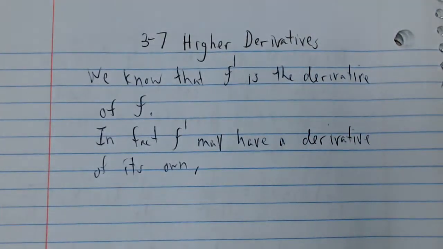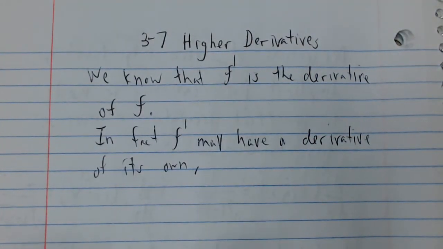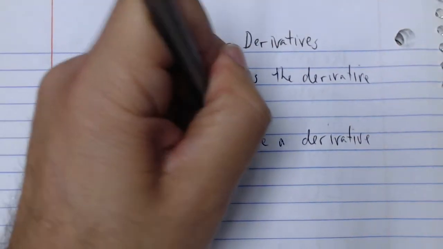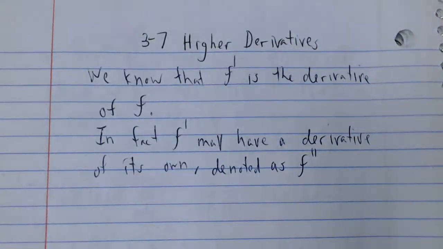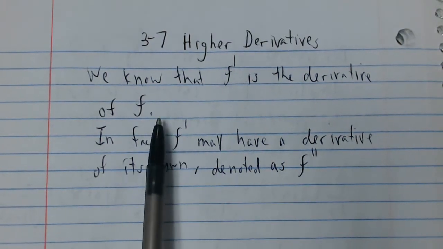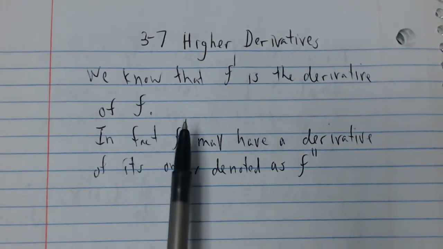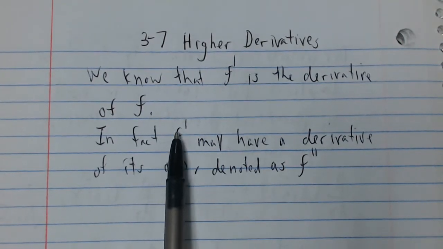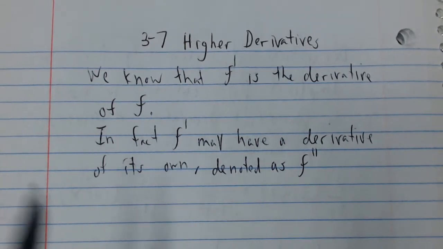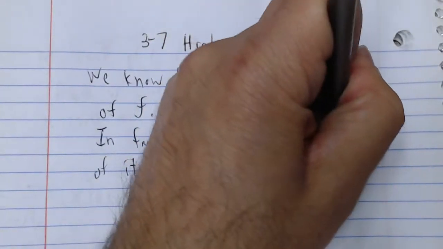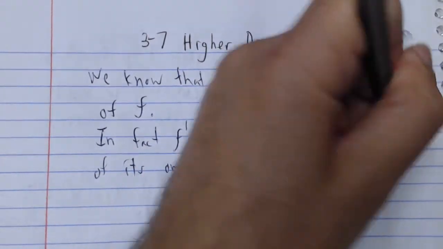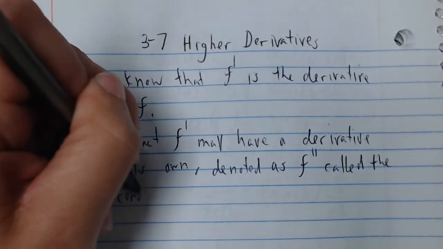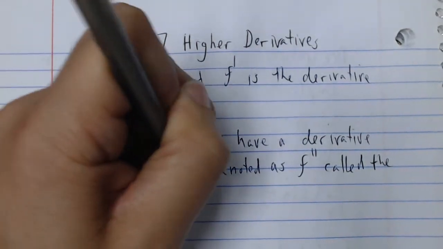which, if you think about it, if I were to say f prime having a derivative of its own, how would I write this? Well, it would be denoted as f double prime, right? Because f prime is the derivative of f, double prime is the second derivative of f, or simply just the derivative of f prime. So I'm basically finding the derivative of this guy, which gives me f double prime, which is also called the second derivative.